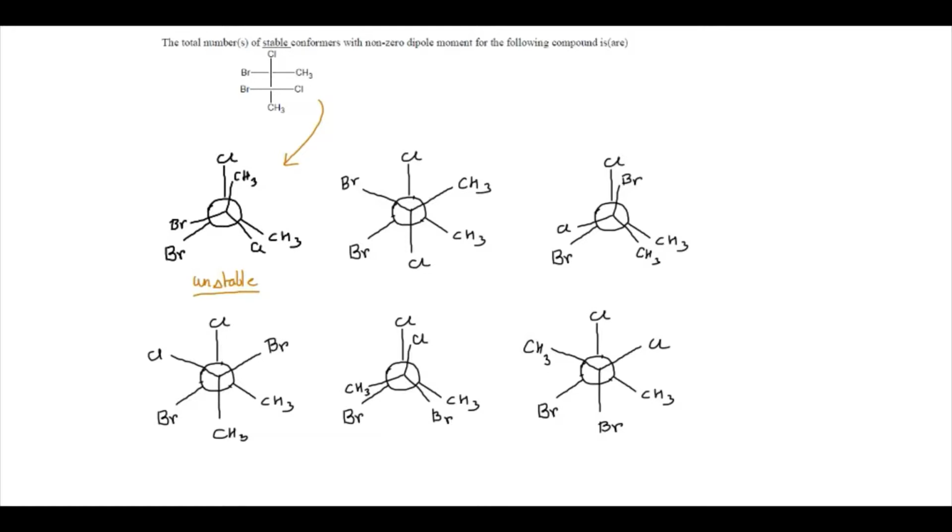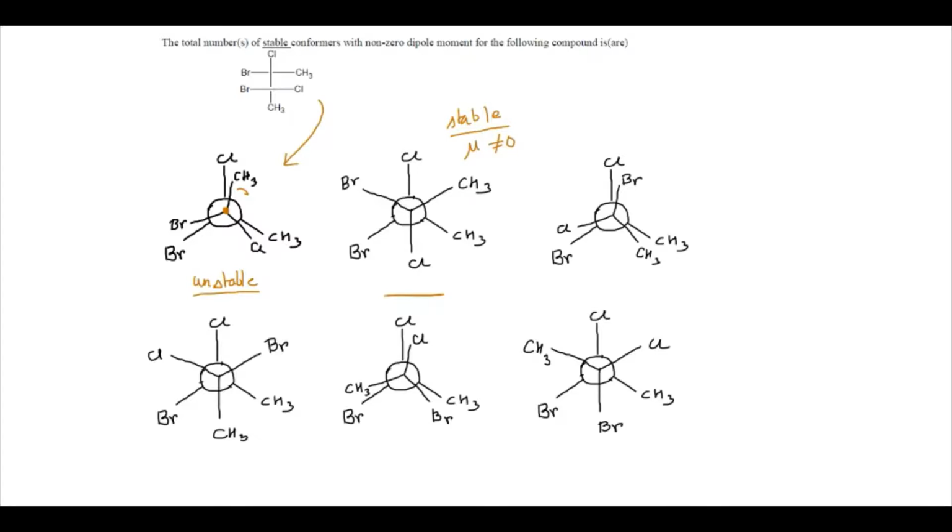Then there is the second conformer. So I am just rotating this carbon, the nearest carbon, by 60 degrees at a time. If I rotate it 60 degrees, this new conformer will form, and here we can see that it is stable because it is a gauche conformer. So the atoms are not eclipsing one another, so it is a gauche conformer, and of course it will be stable, and there will be a dipole moment. So mu is not equal to 0.